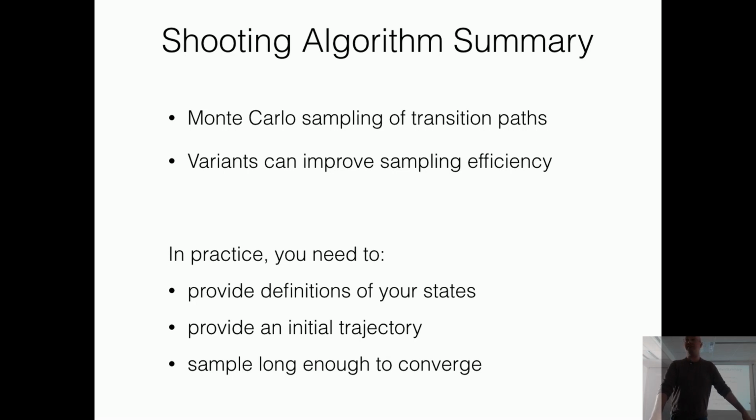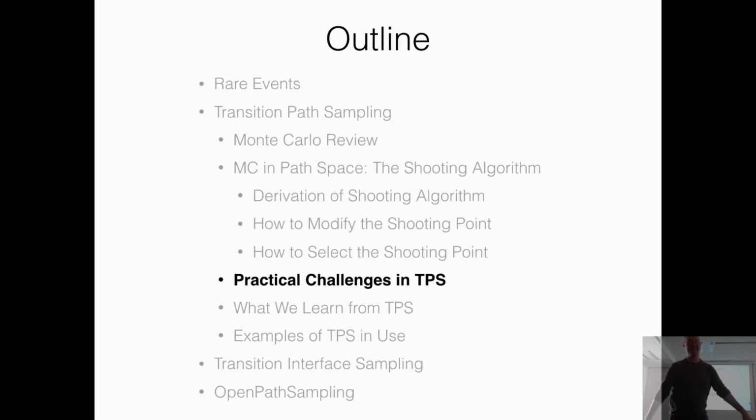So that's the algorithm. Now in practice, what do you have to do if you want to do transition path sampling? All you have to do is come up with definitions for your states. That's straightforward. Provide an initial trajectory. That's easy, right? And then just sample long enough to converge. All of these are really easy. No, they're not. That's where we come to the practical challenges, which are exactly those things that you actually have to do.